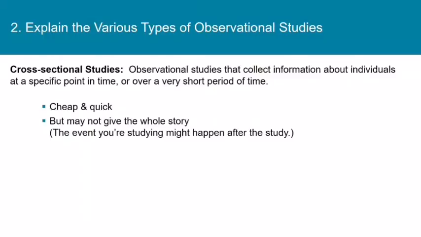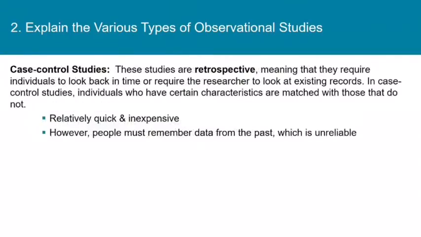And this would be a cross-sectional study because you're just getting a snapshot at this point in time. How are you eating, and do you have heart trouble? And the problem with this is that diet can have an effect years down the road. So the event that you're studying, which is the heart trouble, might not happen until after the study, and then that wouldn't give you the full picture on the relationship because your study's already over, but the heart trouble happens later.